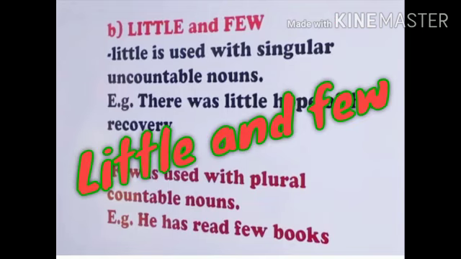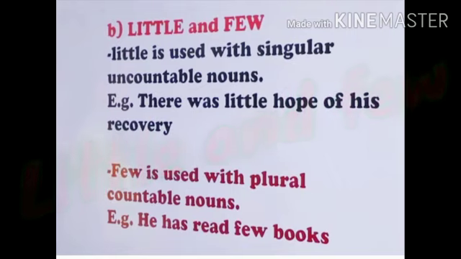Next is little and few. Little is used with singular uncountable nouns, and we know which are uncountable nouns. For example, there was little hope of his recovery. Here, hope is uncountable and singular as well. So, we use little. And few is used with plural countable nouns. For example, he has read few books. Books are plural and countable, so we use few.